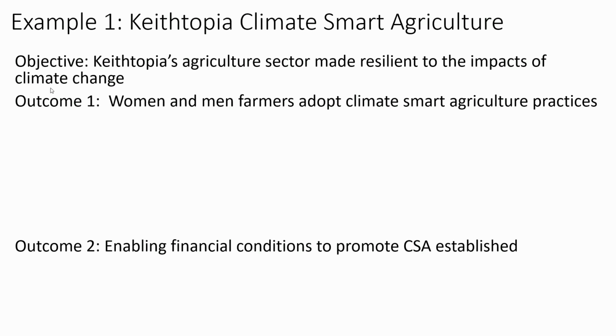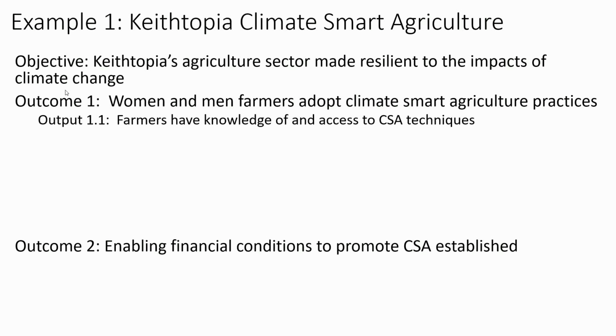And so the next thing is to think about what are the products, what are the goods and services that I need to provide. And here the first one is I need for the farmers to know about climate smart agriculture. CSA is climate smart agriculture. I need for them to know about the techniques, and I need for them to have access to those techniques.